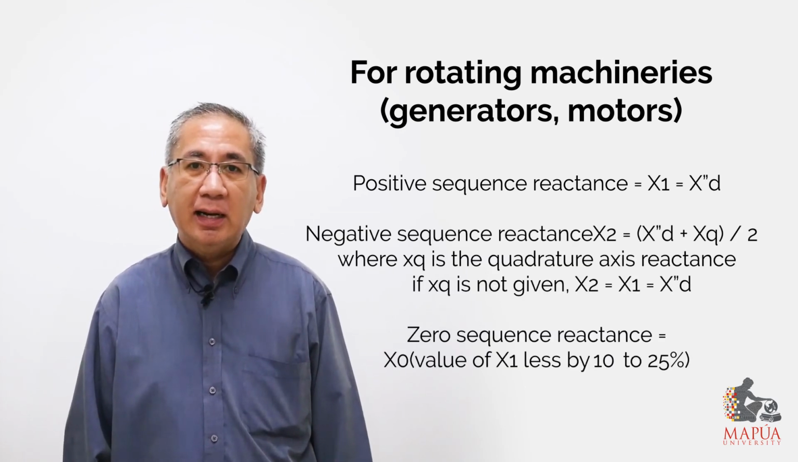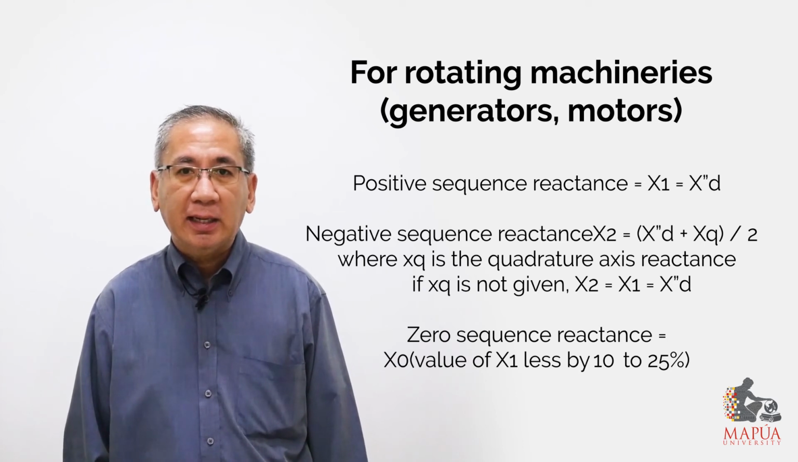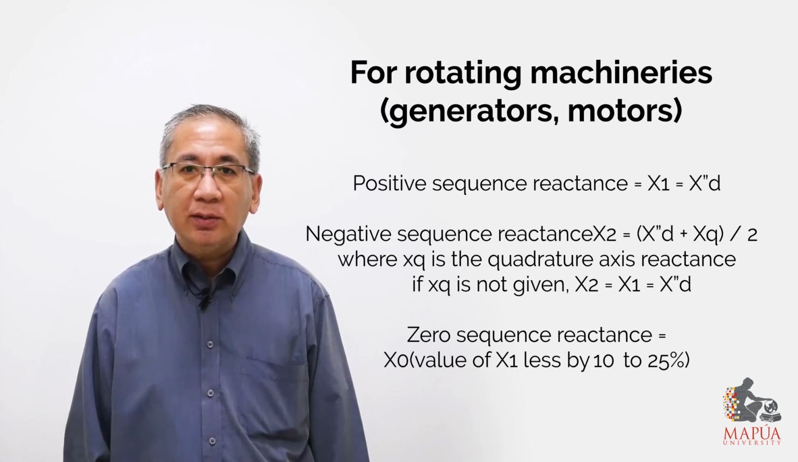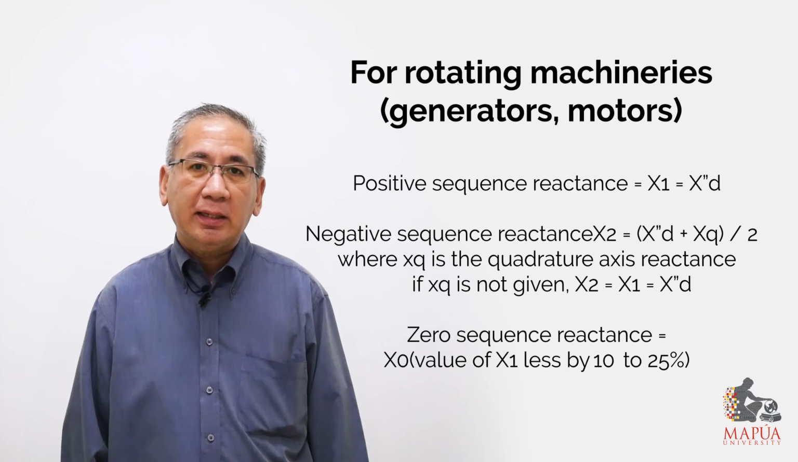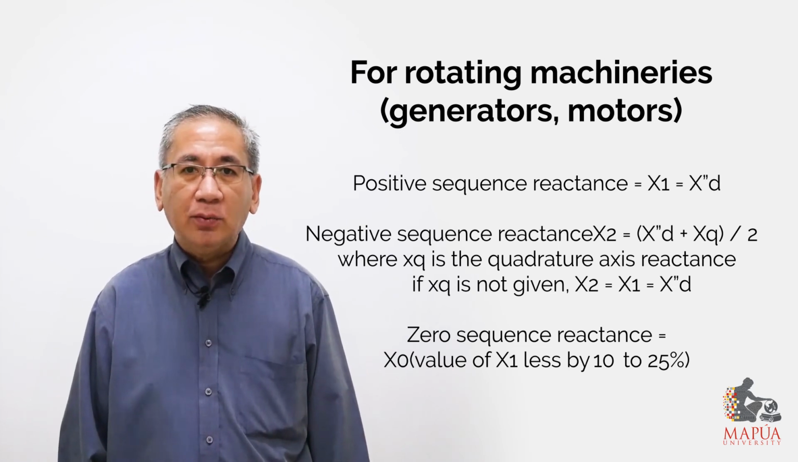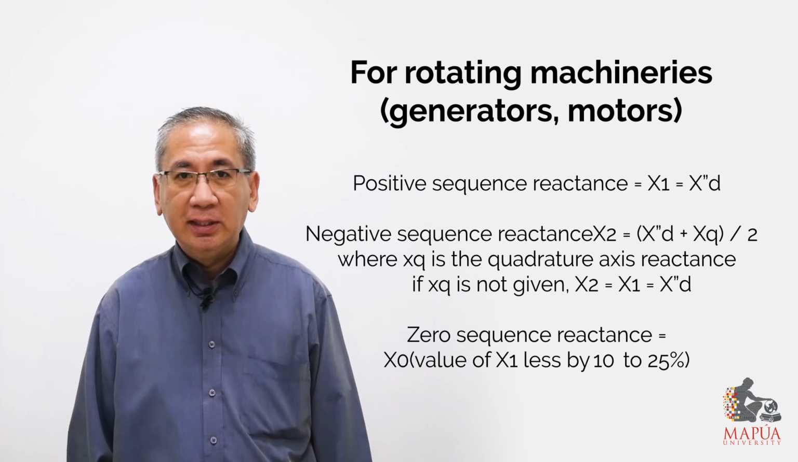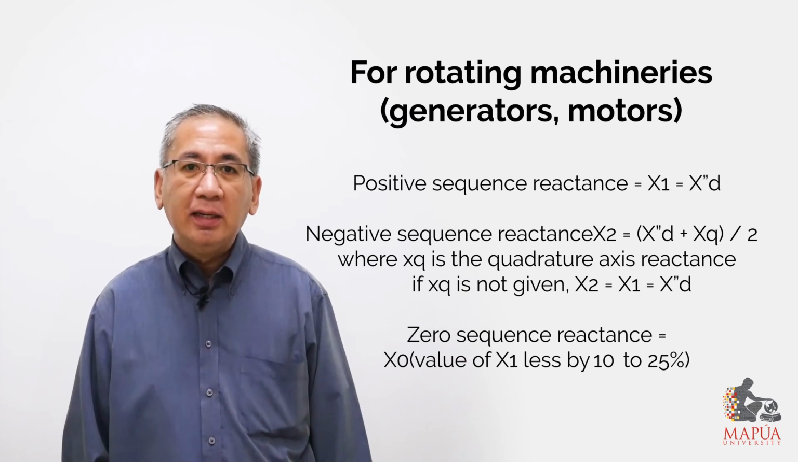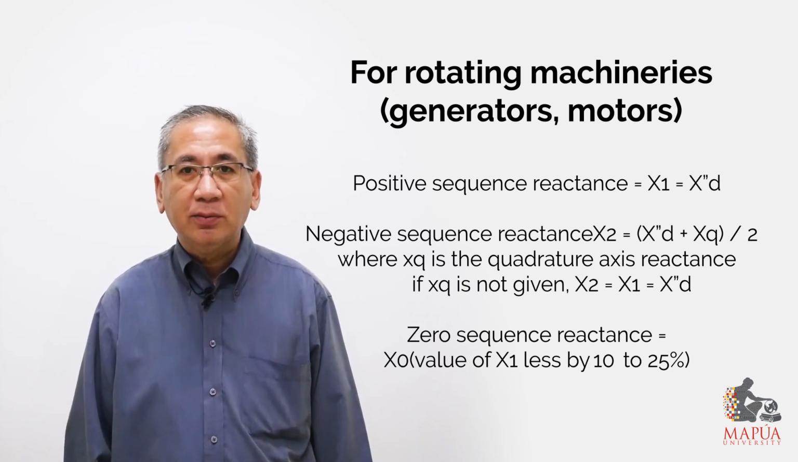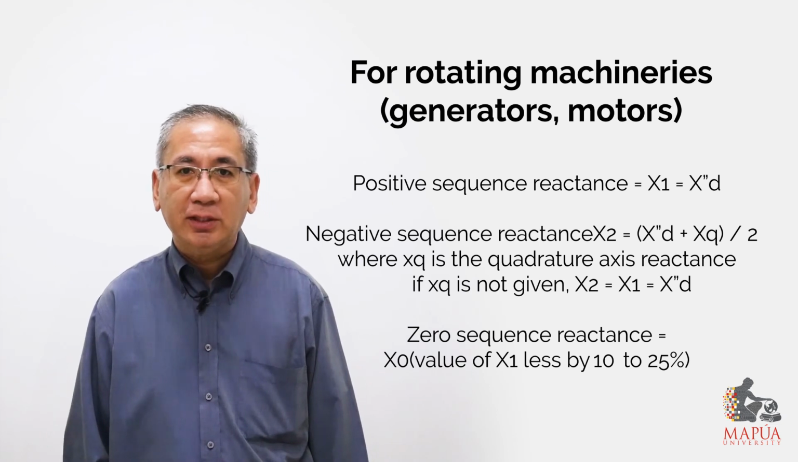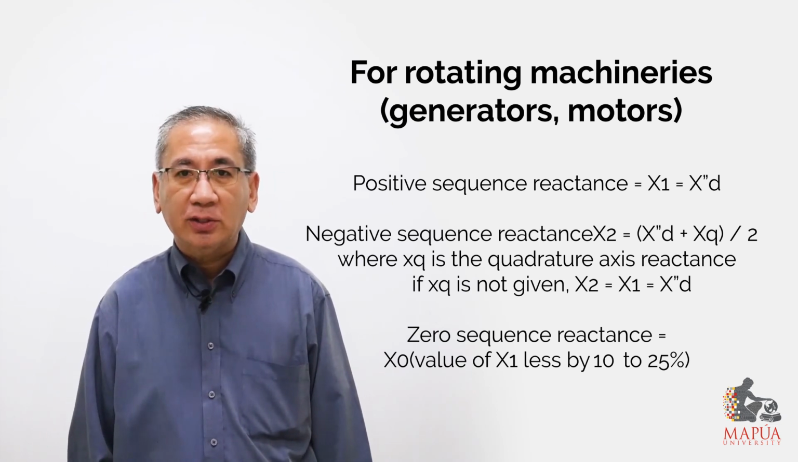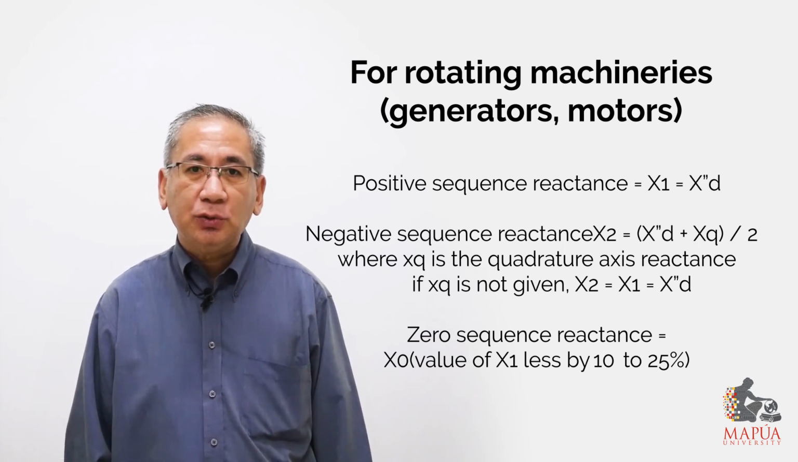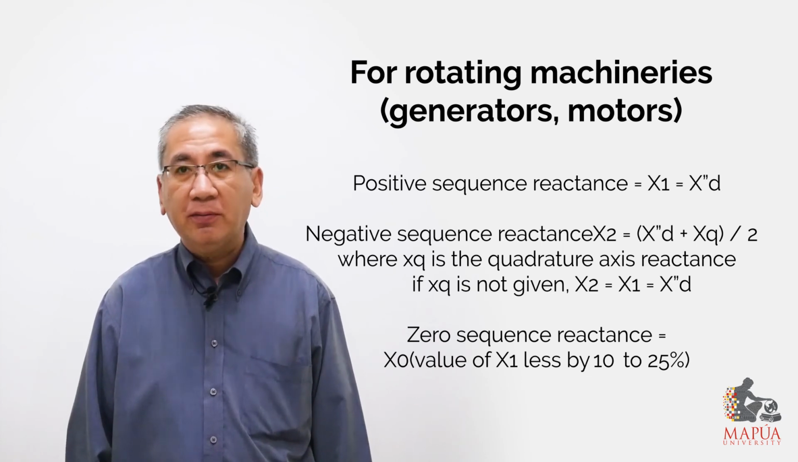Third, for rotating machines such as generators and motors, the positive sequence reactance X1 is equal to the direct axis synchronous reactance X sub d. Then the negative sequence reactance X2 is equal to the average of the direct axis synchronous reactance and the quadrature axis synchronous reactance. Now, if this quadrature axis synchronous reactance is not given, the value of the negative sequence reactance is just equal to the positive sequence reactance, equal to the direct axis synchronous reactance. For the zero sequence reactance, X sub 0, the value is X1 less by 10 to 25%.